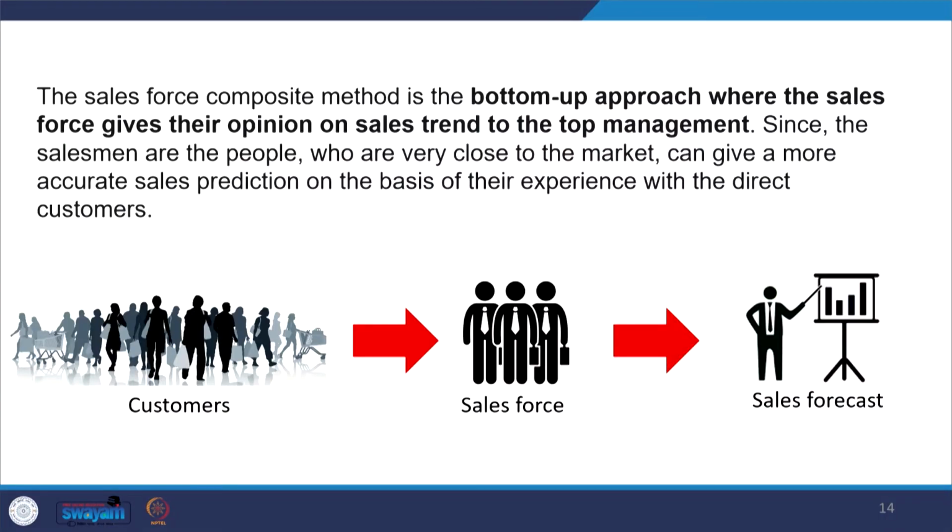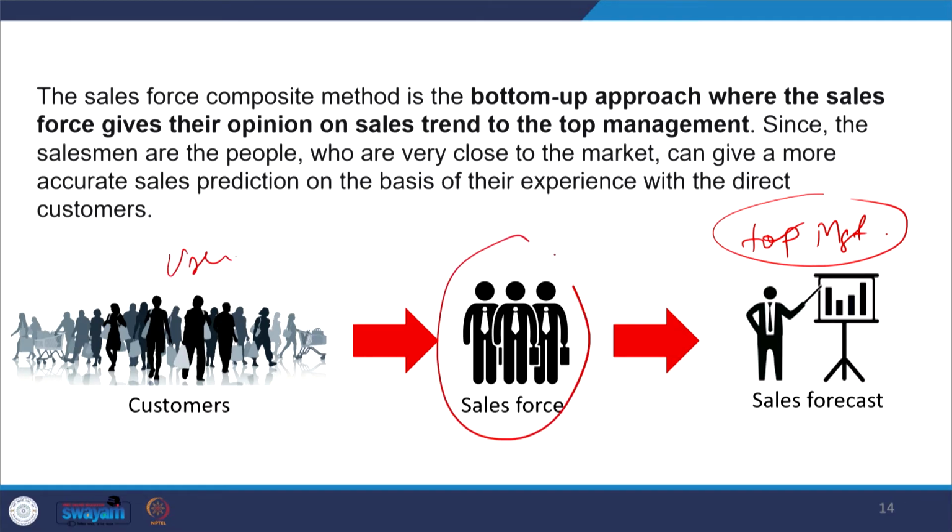Now, the Salesforce composite method is called a bottom up approach, where the sales force gives their opinion on the sales trend to the top management. Obviously, the people closest to the consumers. So, let us say the people closest here are the customers and this is the sales force. So, the sales force is closest, right, and here is the top management who is taking the decision. So, in between the top management and the customer, the top management is basically the policy maker and the customer is the user. So, in between is the sales force who is implementing, right.